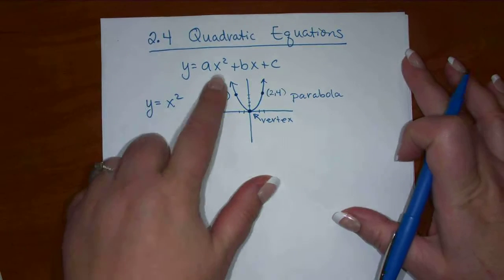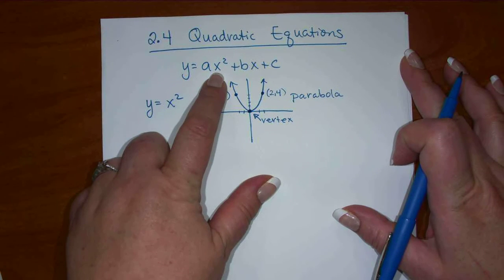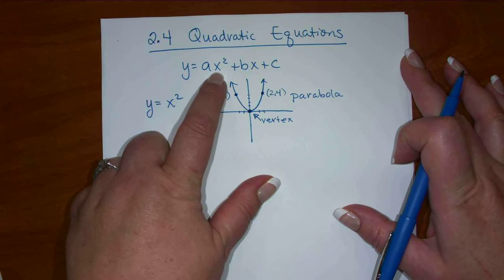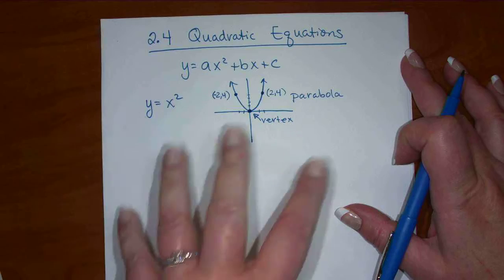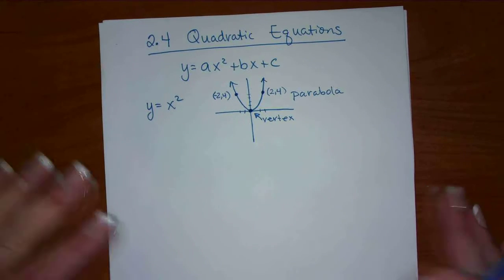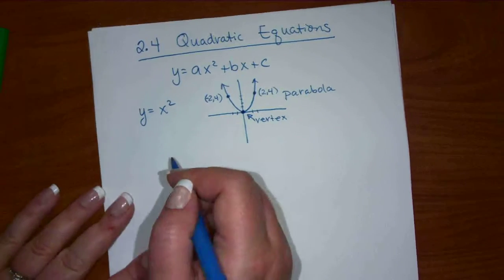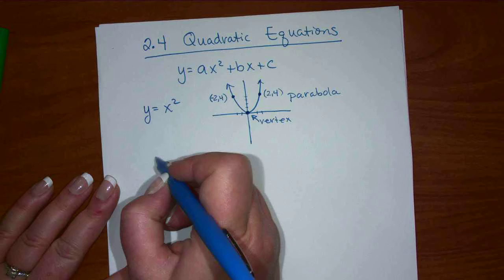So how do you know it's not a straight line? Because you see the x squared. So you know if you see an x squared, the graph looks like this. It just could be moved around somewhere else. So we're just going to jump right in and graph these. I'm going to show you how to do that.